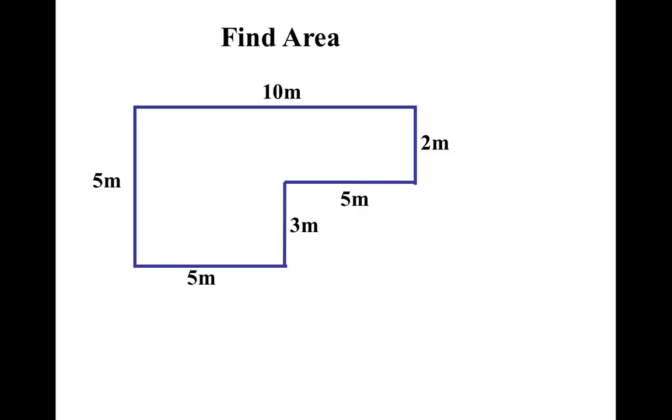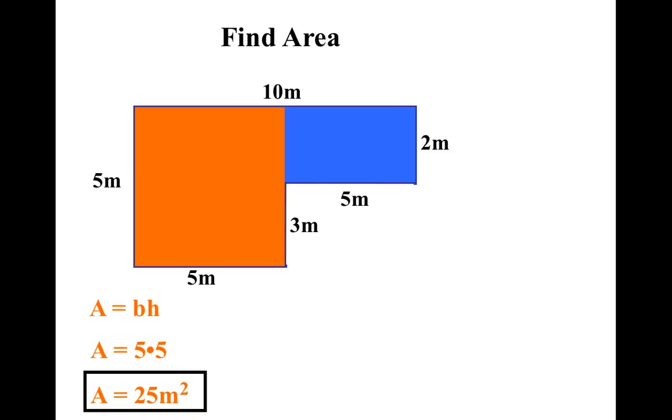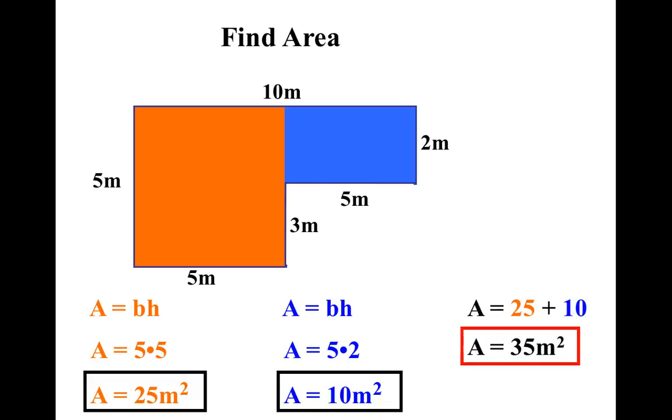Well, let's think about it. What two shapes do you see? A lot of you will say, Mr. Thomas, I see these two shapes. And if you do, that's awesome. Because if you do, you can notice you've got 5 times 5, and 5 times 5 is 25. And in this one, I've got 5 times 2, and you got 10. If I simply add those two together, I get my answer, 35 square meters.